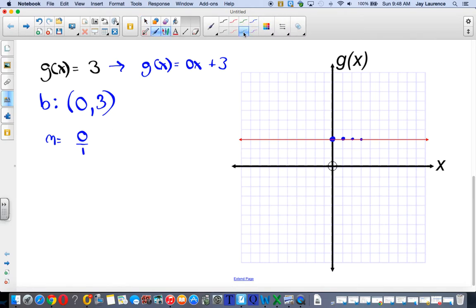Have I said that enough times? Hey, Colton, were you listening? 0 slope, not no slope. They're not the same thing.